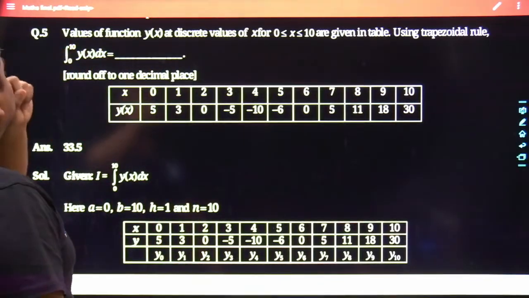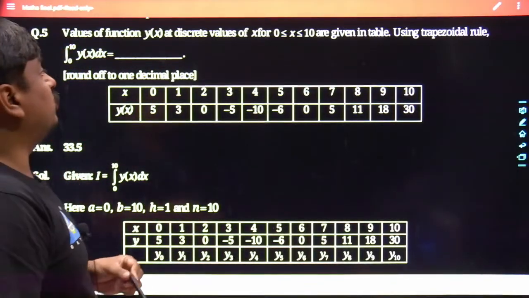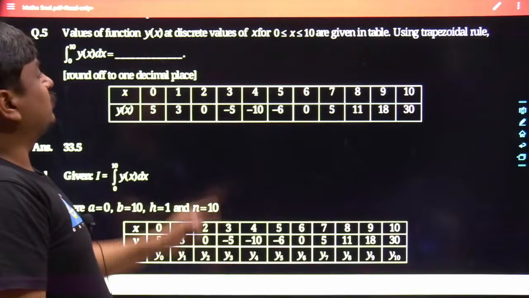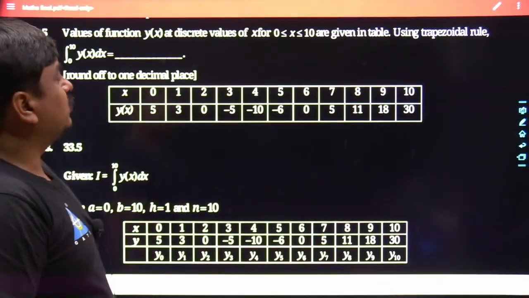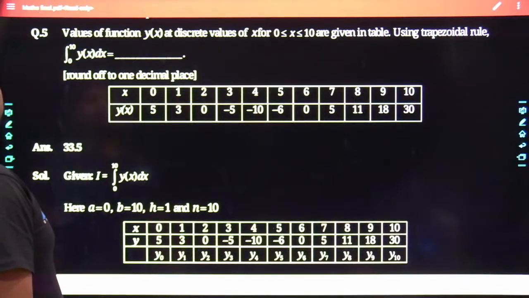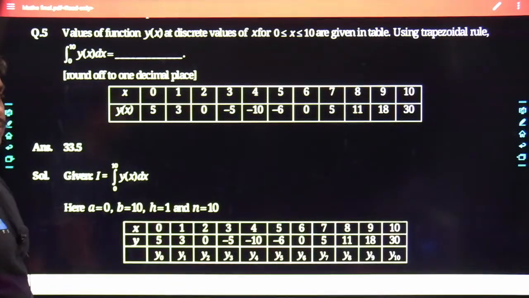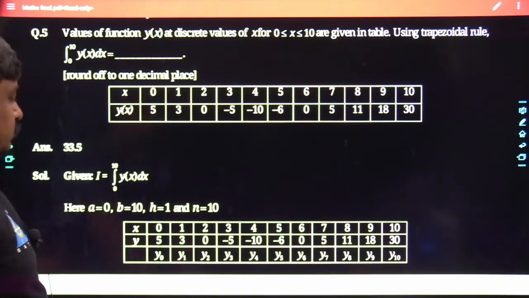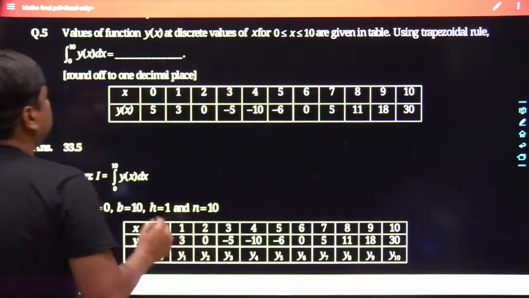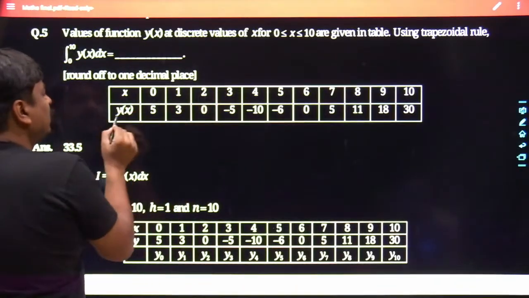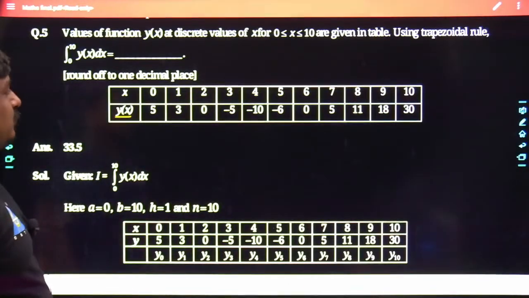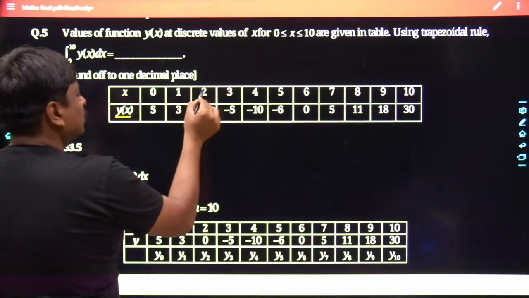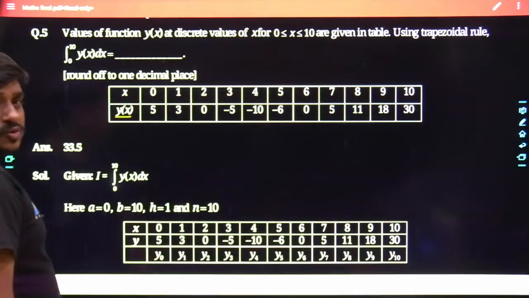So here the values of the function y of x at discrete values of x, obviously given discretely, for x within the closed interval of 0 to 10, are given in the table. Using the trapezoidal rule, the integration is taken from 0 to 10, y of x dx. At the different values of x, the value of y of x has been given. Do you know how many steps we have chosen? 0 to 1, that would be 1 step. 1 to 2, that's going to be 2. In total, 10 steps we have chosen.